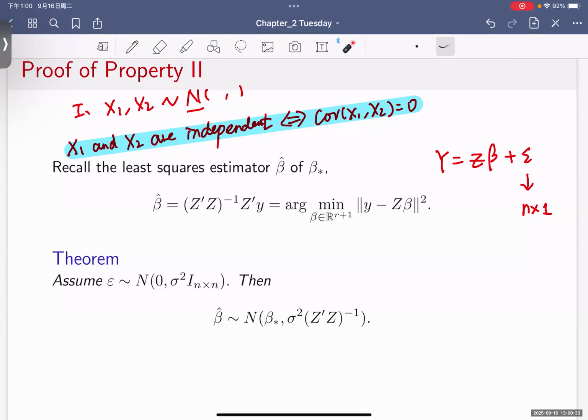The answer is that it states that each of epsilon 1 to epsilon n has the same distribution. Let me write it down. First of all, each of epsilon 1 to epsilon n follows a normal distribution with mean 0 and variance sigma square. And second, epsilon 1 to epsilon n are independent.